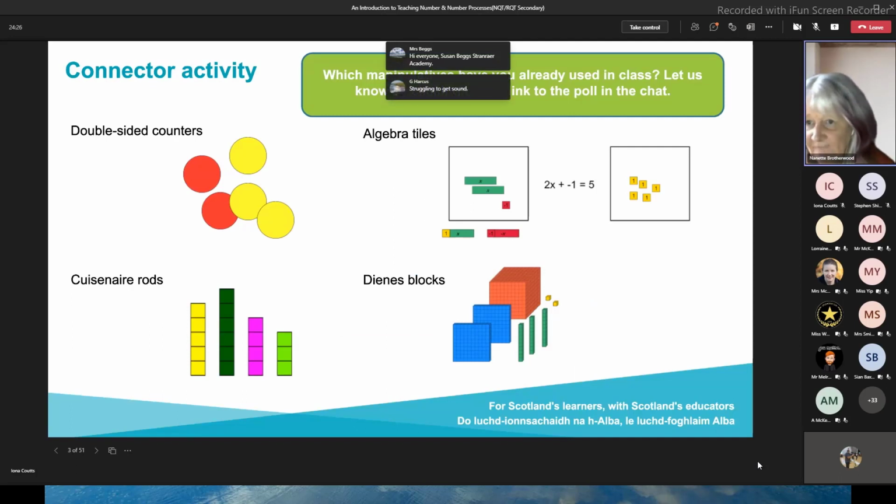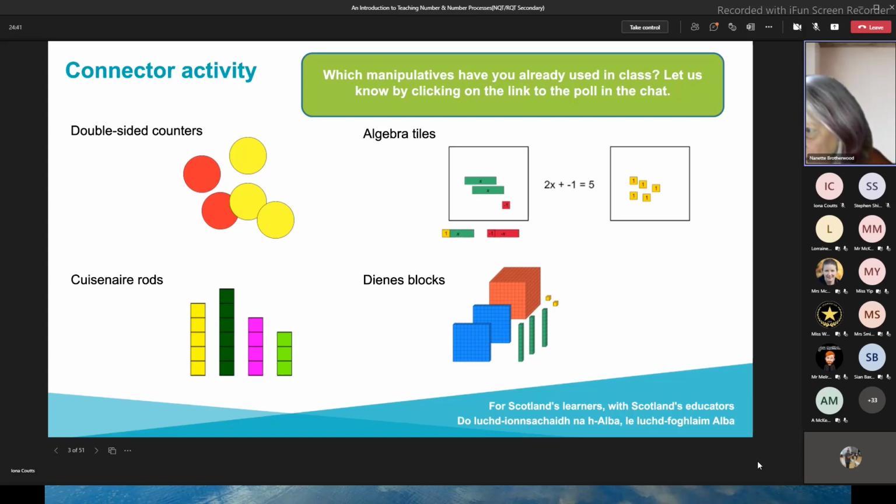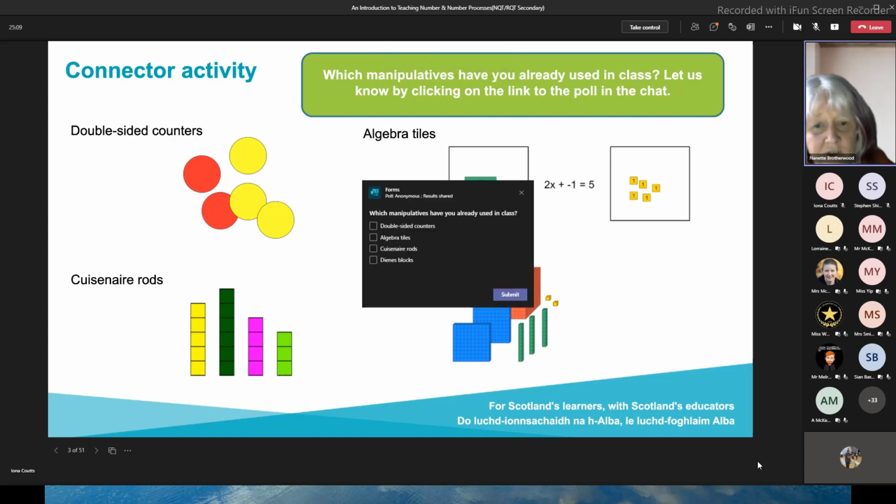So just an opportunity for us to check that you're able to access the chat and that you are hearing us all right, and also just for you to take a little bit of time and share something with us. During the session today, we are going to be referring to a number of manipulatives, and we've put some of these on the screen. What we're interested to know is how many of you have already used these. So I'm going to post a poll, and what I'd like you to do is just click on the ones that you have already used in a class.